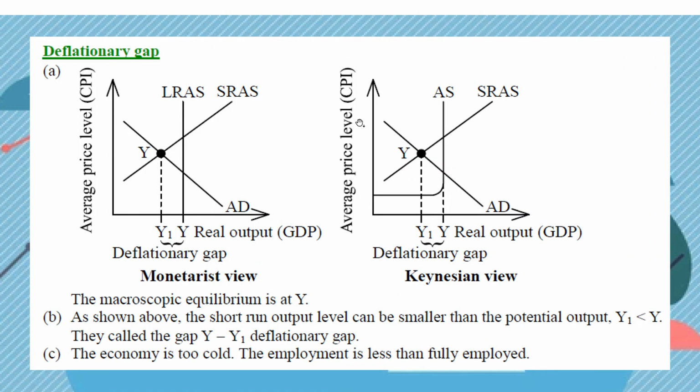On the contrary, the real output can be at the left of the potential output. Yes, it can be. Why should it be at the potential output? For this one, the economy is too cold. The employment is less than full employment, at the left.